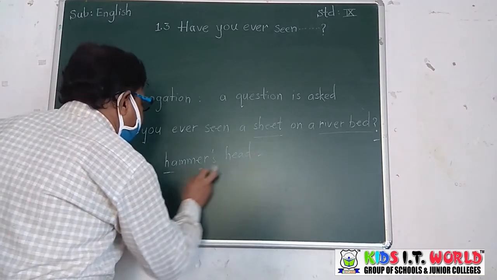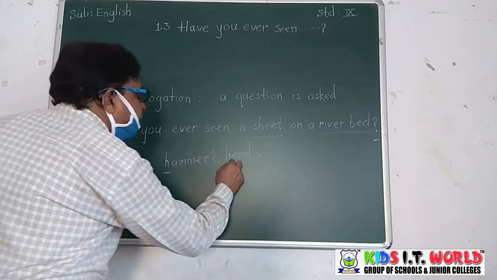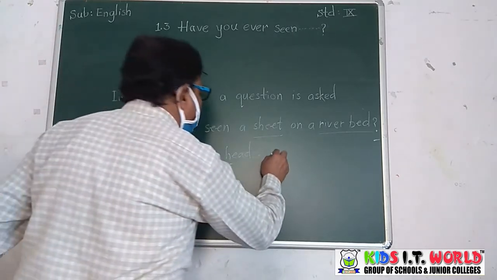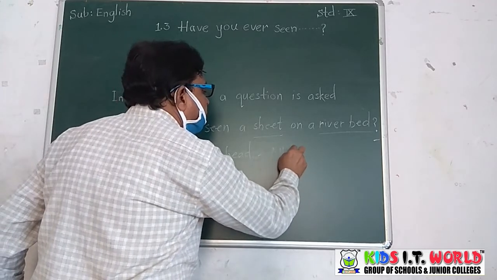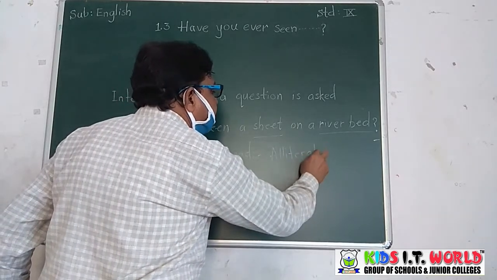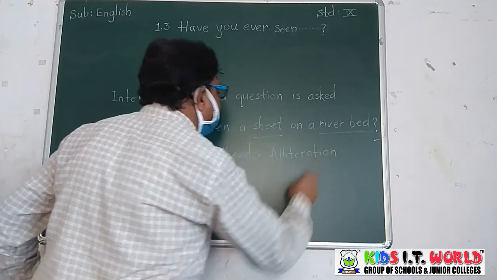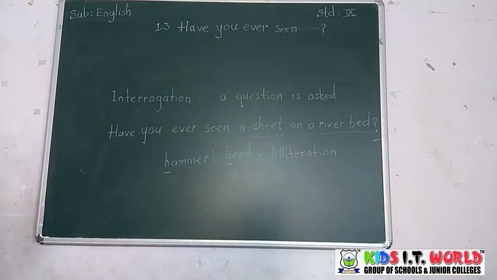In this word, the sound of H is repeated, and you know, when such a sound is repeated, that is called alliteration. The figure of speech is alliteration. So in this line, the figure of speech uses alliteration as well.